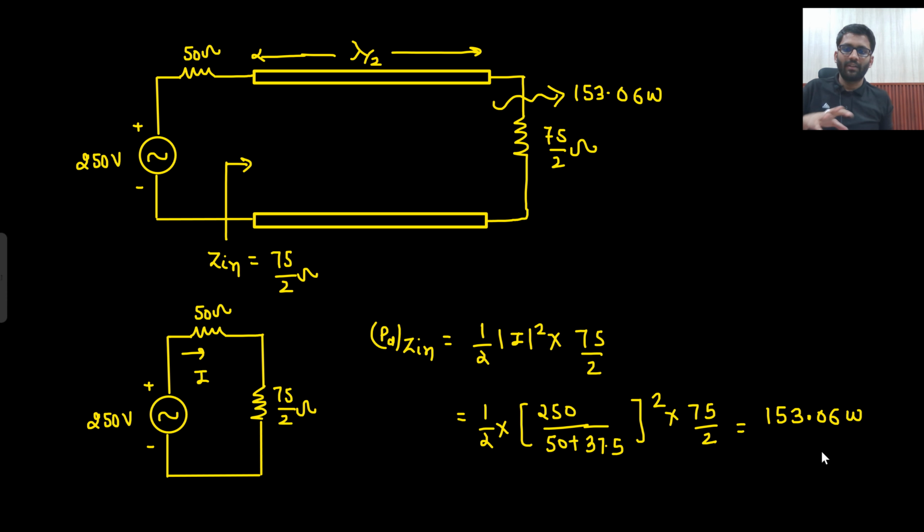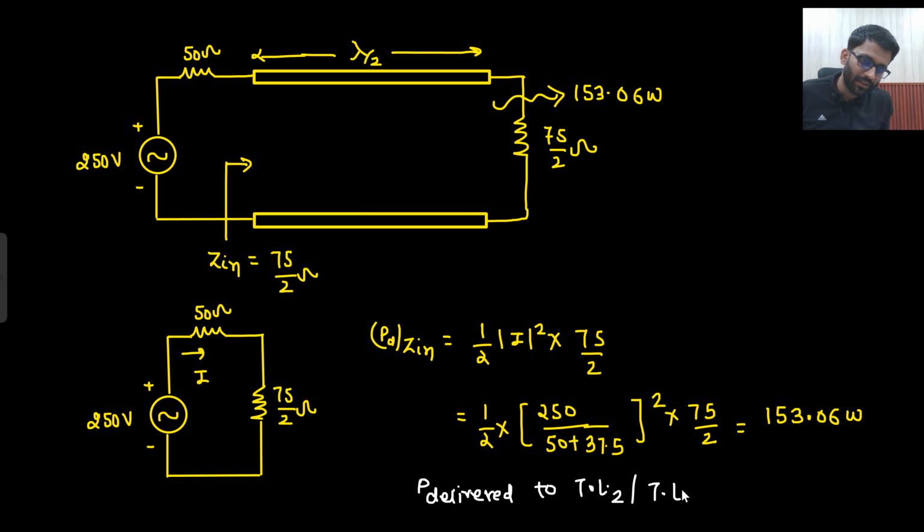So this is 153.06 watt we are getting here, and then the power delivered to transmission line 2 and transmission line 3 is equal to 153.06 divided by 2, roughly around 76.6 watt I can say. Now what is this 76.6 watt?